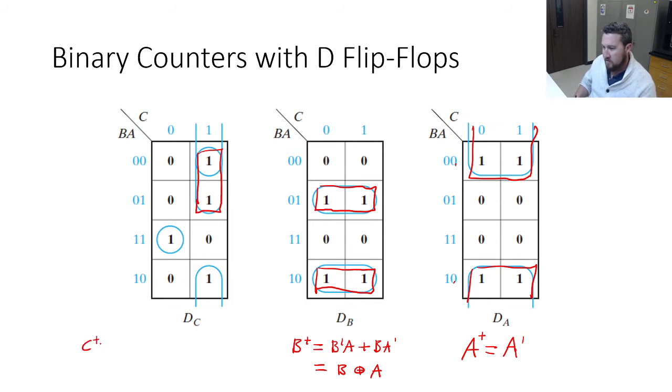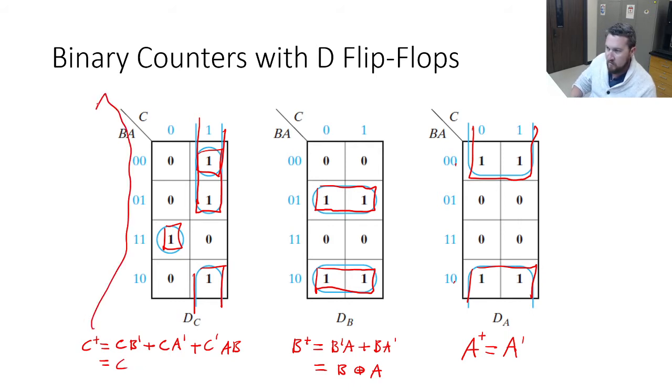So that's going to be, we'll say C plus is equal to C and B prime, or C and A prime, or just this guy by itself, which is going to be C prime and A and B, or B and A. We can do a little bit of simplification here. We can factor out the C from this guy. So C plus is equal to C B prime or C A prime or C prime B A.